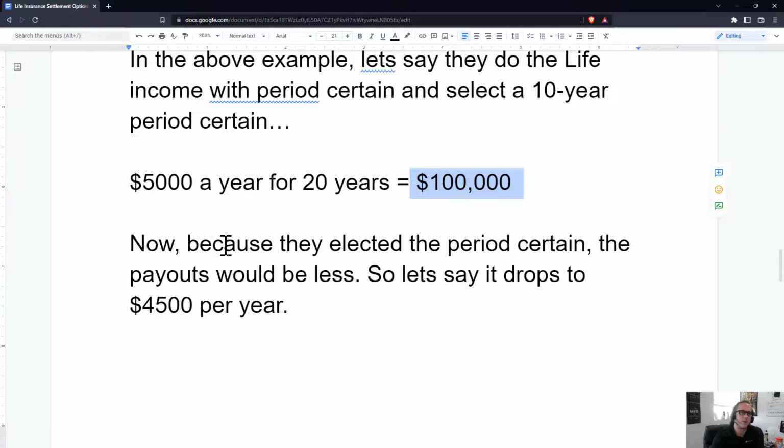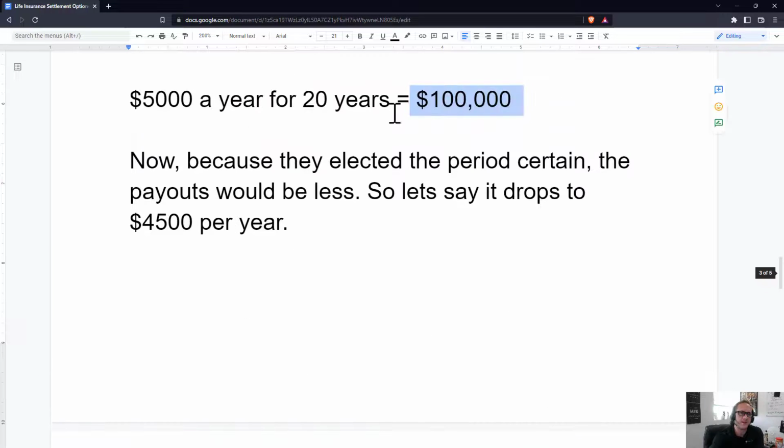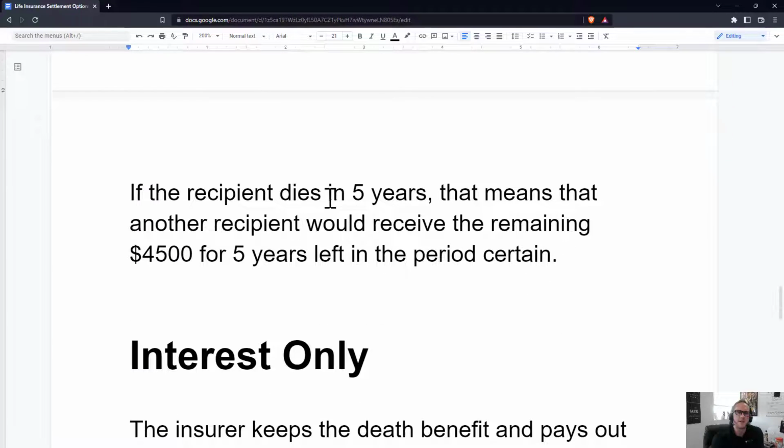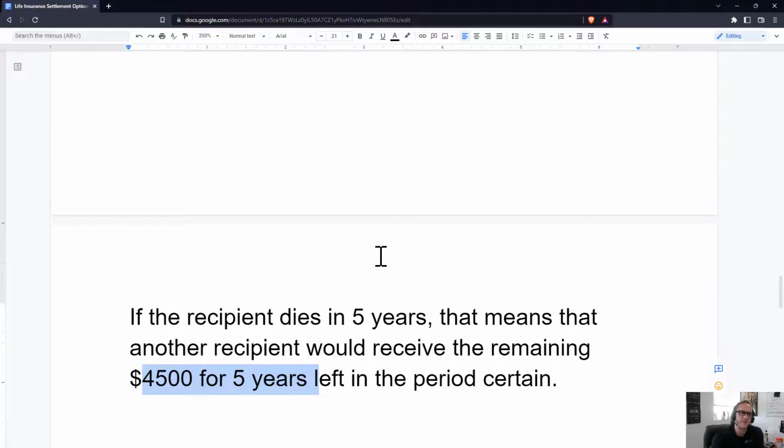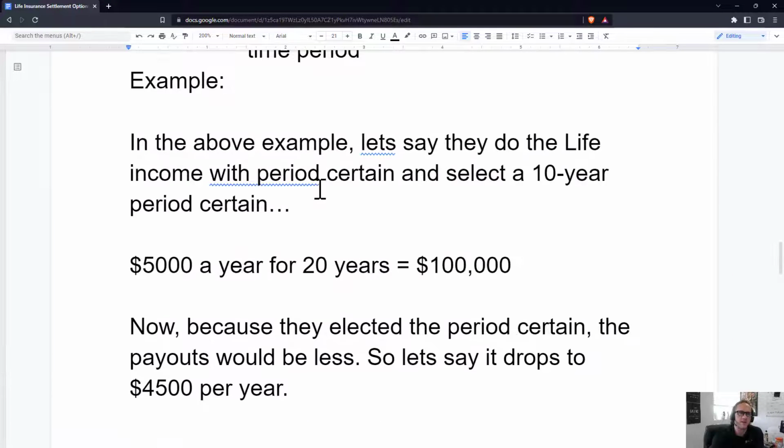So let's say it drops to $4,500 per year, right here. So instead of $5,000 a year, they're getting $4,500 per year. If the recipient dies in 5 years, that means the other recipient would receive the remaining $4,500 for the 5 years left in the period certain, because we had a 10-year period certain.